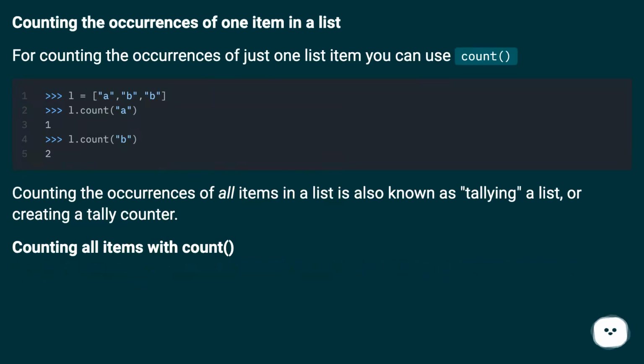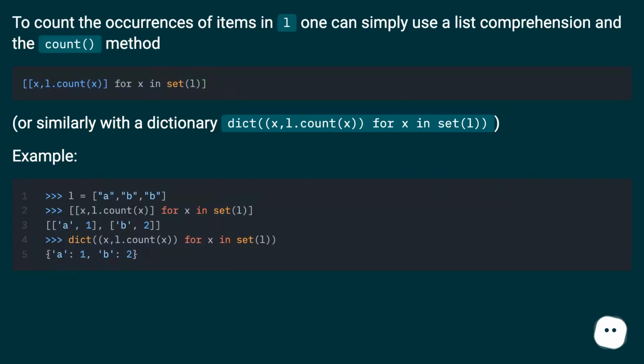Counting the occurrences of all items in a list is also known as tallying a list or creating a tally counter. Counting all items with count. To count the occurrences of items in L1, you can simply use a list comprehension and the count method. Or similarly with a dictionary: dict, x: l.count(x) for x in set(L). Example.